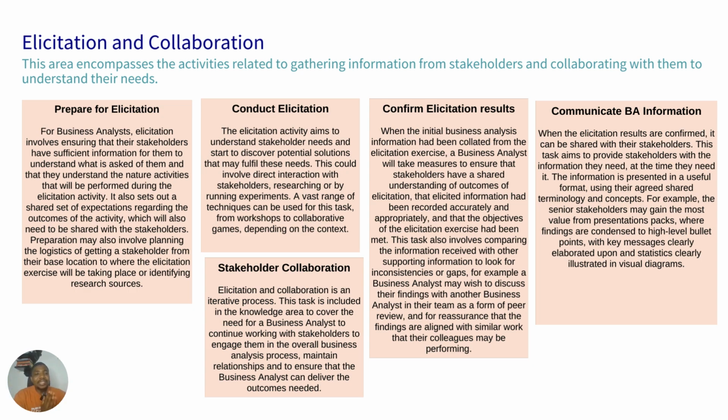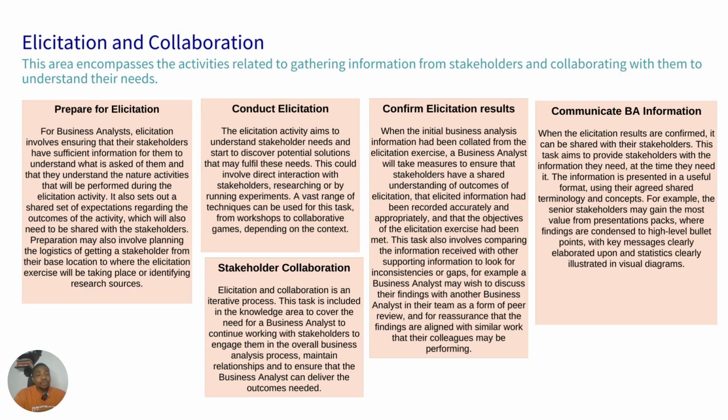So under this knowledge area, we also have 5 key tasks that you need to do. One, preparing for elicitation. Basically, elicitation is getting or bringing out information from your stakeholders. So you have to prepare for it, right? What do I want to achieve from my elicitation? This is where you define the goal of your elicitation and identify the stakeholders that will be needed for each elicitation session, right?